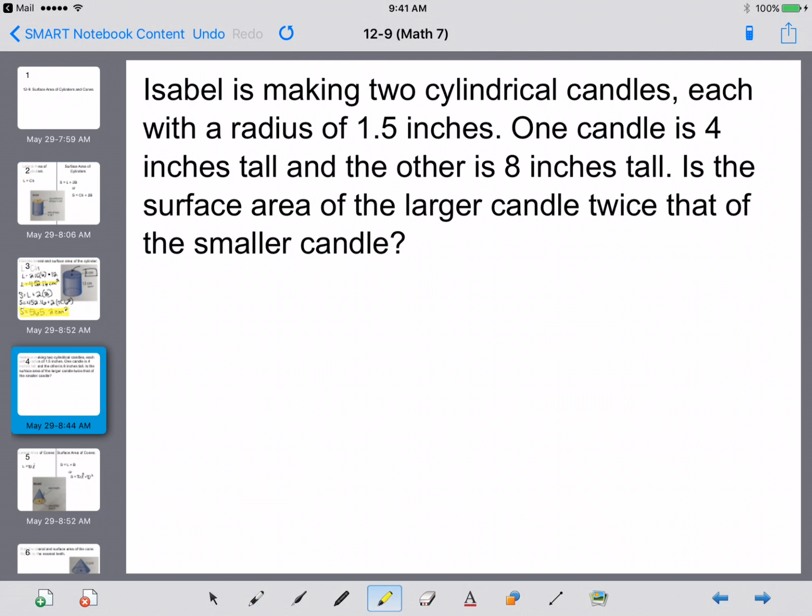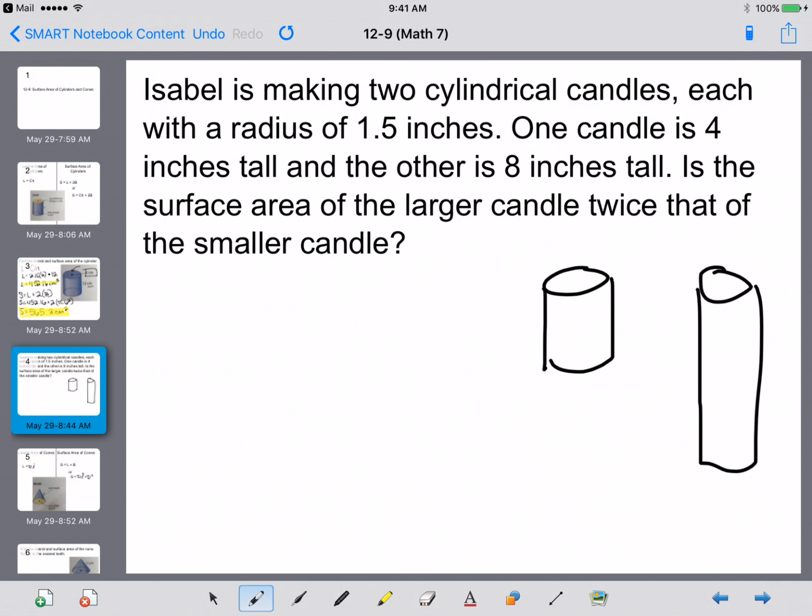Here we've got a word problem. It says Isabel is making 2 cylindrical candles, each with a radius of 1.5 inches. So we've got 2 candles. One is 4 inches tall and the other is 8. So we've got this one here and this one here. Both of them have that radius 1.5, but this one's 4 tall and this one is 8. We want to know if the surface area of the larger candle is twice that of the smaller. So we need to figure out the surface area of both, our smaller and our larger.